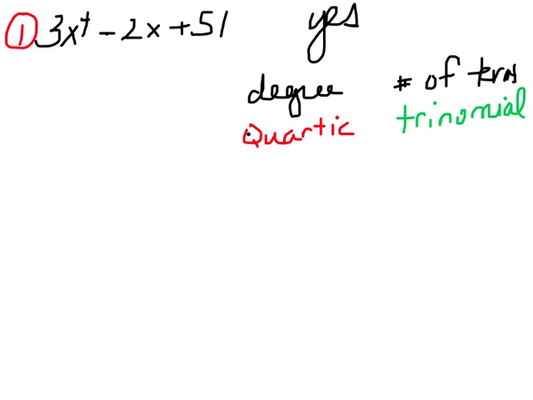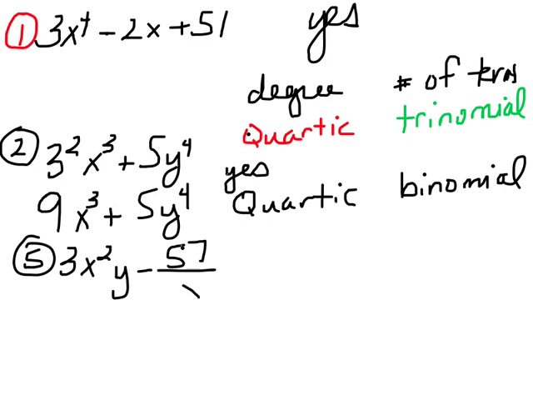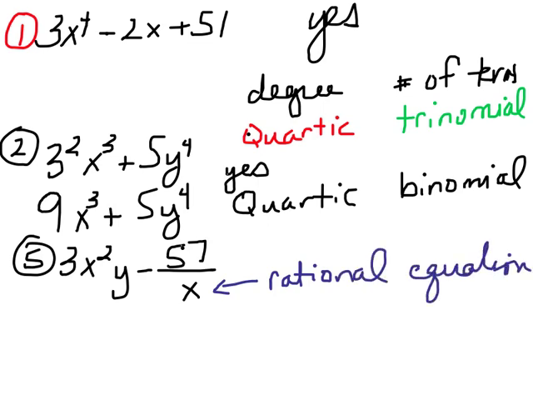You will. Okay, let's talk about things that are not polynomials. 5 is not a polynomial. Let's look at 3x squared y minus 57 over x. The fact that we've got a variable in the denominator, anytime you see that happen, that's what we call a rational equation. It's a fraction, isn't it? But normally fractions aren't a problem. But when we start putting variables in the fractions, they actually make graphs that look like this.